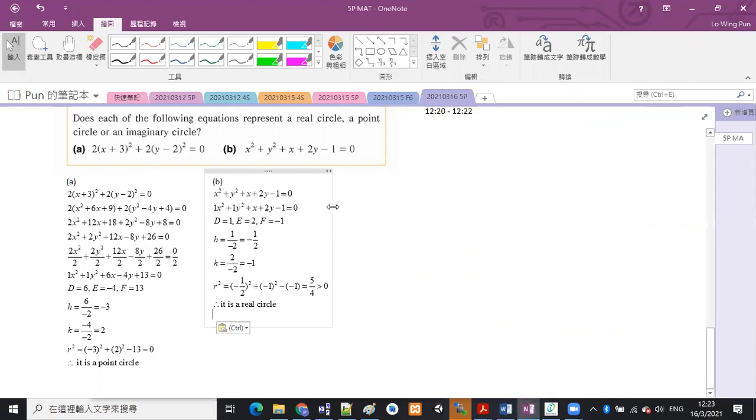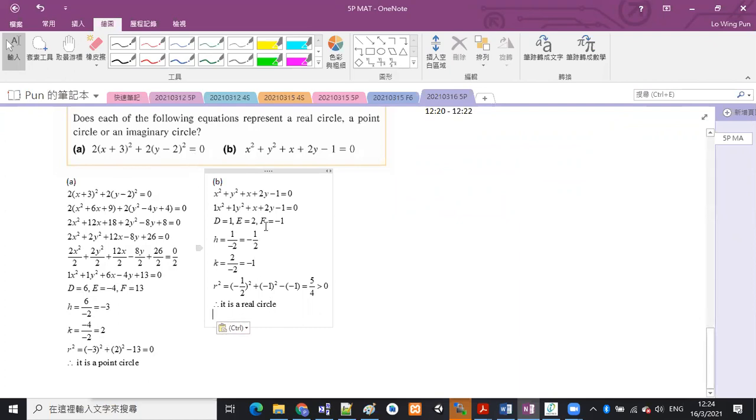Okay, please check the answers. So for part A, again, you need to expand all the brackets to change it to this 1x squared plus 1y squared plus dx plus ey plus f equals 0. And then you can get the d, e, f values to calculate the h, k value and the r squared. And r squared is equal to 0. So it is a point circle.